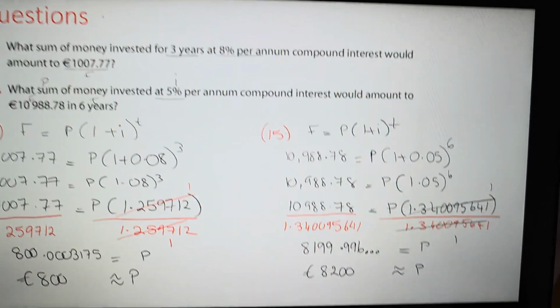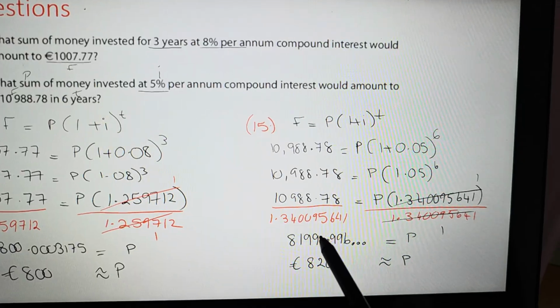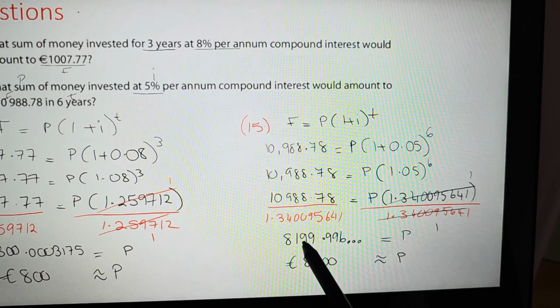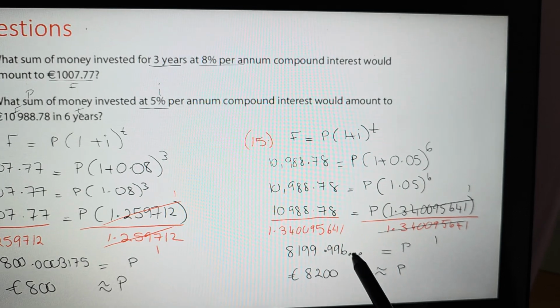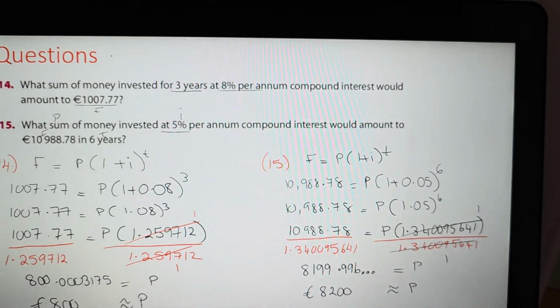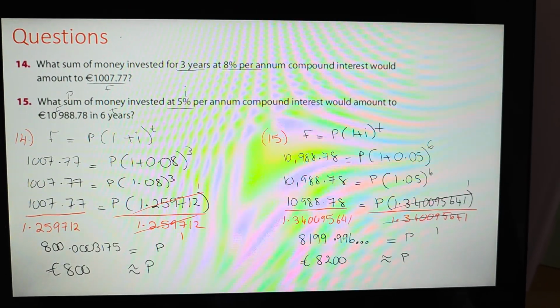€10,988.78. When you are checking your answer, you'd always have to check using the unrounded figure. So the 8,199.996, whatever the rest of it was. Okay, you'd have to check with the unrounded figure, subbing it in. So that's question 15.